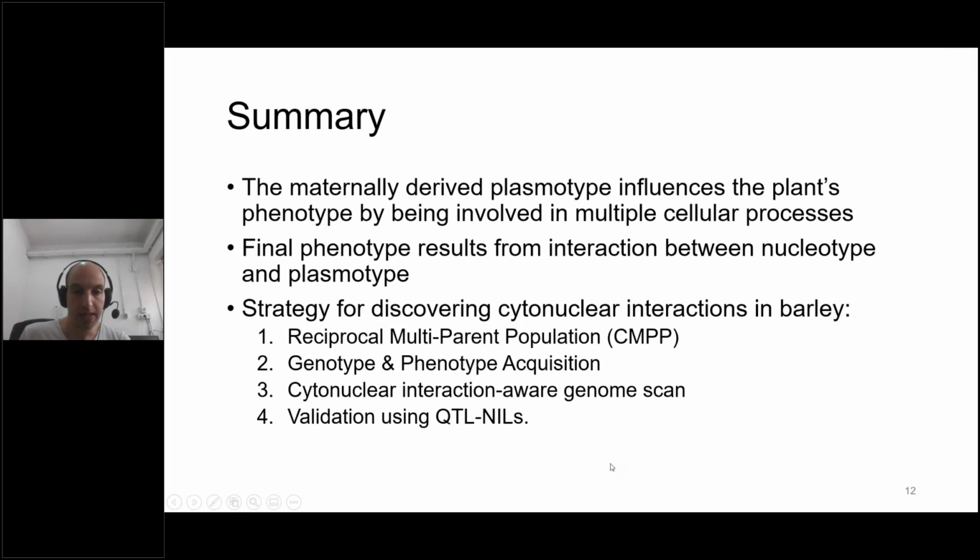And as mentioned, the strategy that we are using to discover those cytonuclear interactions: first of all, we developed the CHAMP, which I presented before. We acquire a high resolution genotype, and also the phenotype acquisition. We want to design a genome scan which is aware of the cytonuclear interactions. And as mentioned in the last slide, we would like also to validate those QTLs with reciprocal segregating populations.